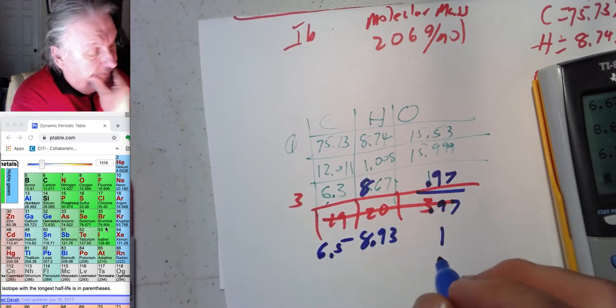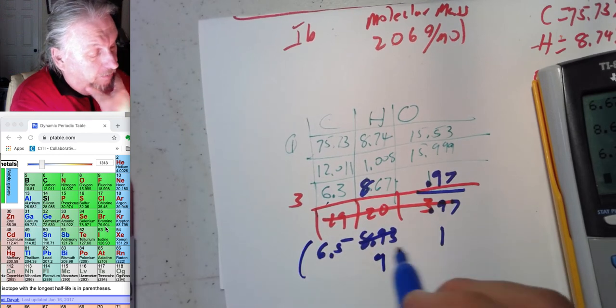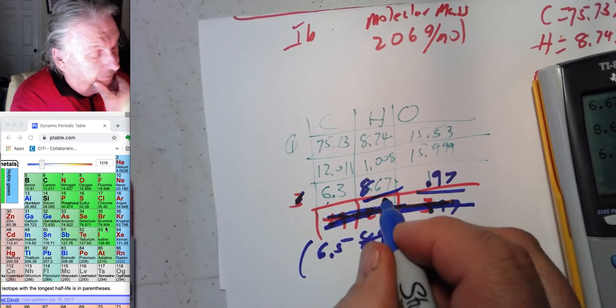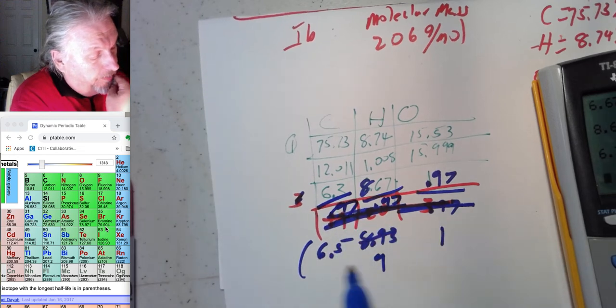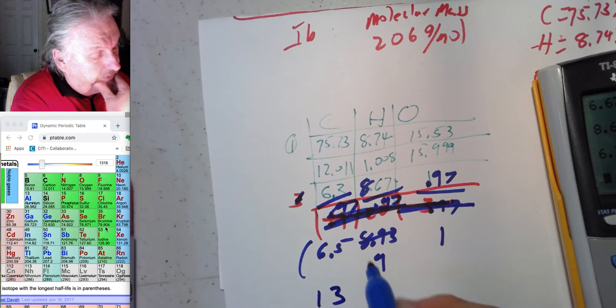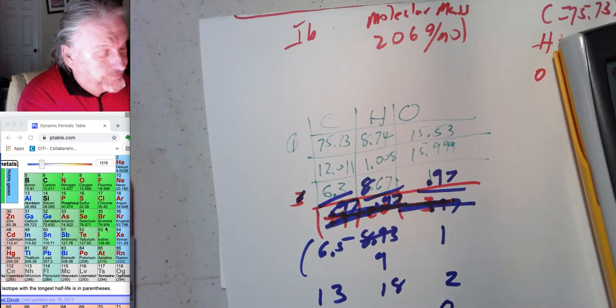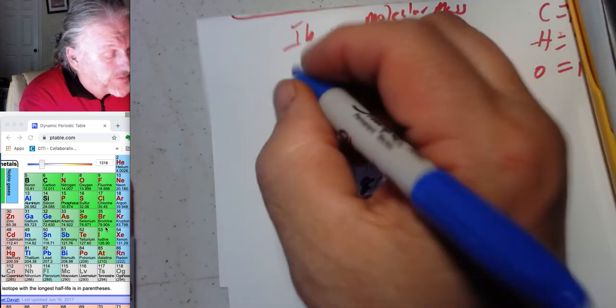8.93, let's make a decision. Let's go ahead and round that, so that's 9. So I need to make that a whole number. Get rid of all that, other than we divide it through by 0.97. If I multiply by 2, that's going to give me 13. That's going to give me 18. That's going to give me 2. So that would give the empirical formula of C13H18O2.